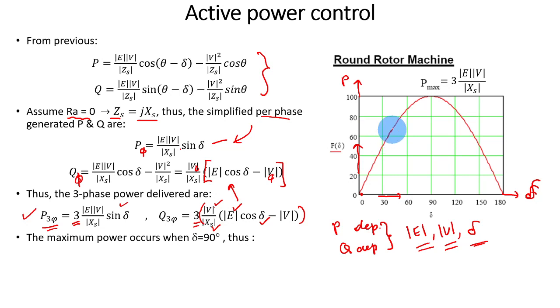But there is a maximum power up to a certain value. At the angle of 90 degrees, you can see that the power will be maximum at this point. Sine delta at 90 degrees is 1, right? So the maximum value will just be 3 multiplied by the generator voltage multiplied by the phase voltage divided by the synchronous reactance. That is the formula if you want to find the maximum power.